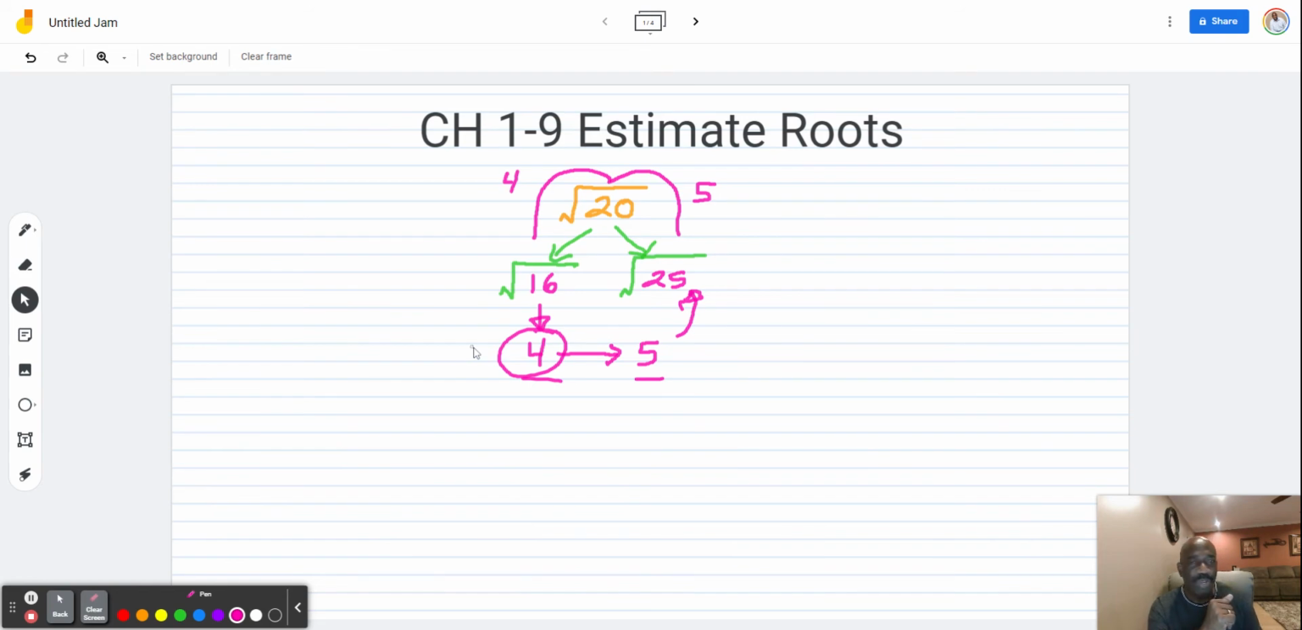All right. So if we took our calculator and you got the square root of 20, you would get 4.47. That's almost halfway to 4.5. But still, it's 4.47, which is closer to 4.